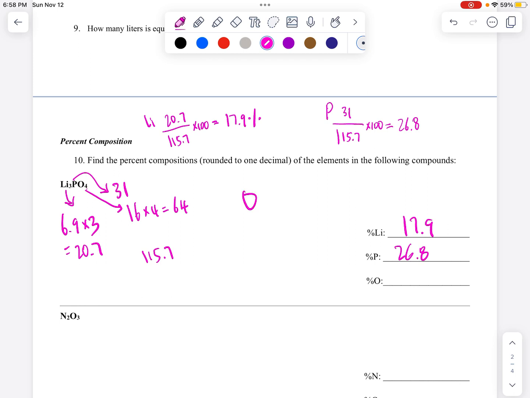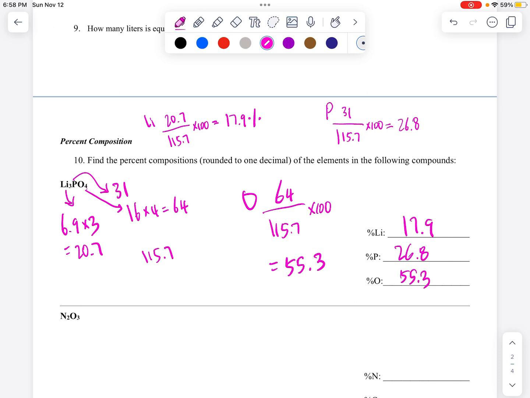Let's go ahead and do oxygen now. Oxygen, there's 4 of them, and 64 for the 4 oxygens that we have. Divide that by the entire thing to see what the percentage makeup of that is. 64 divided by 115.7. So that gives me, what is that? 55.3. Okay, so let's see.